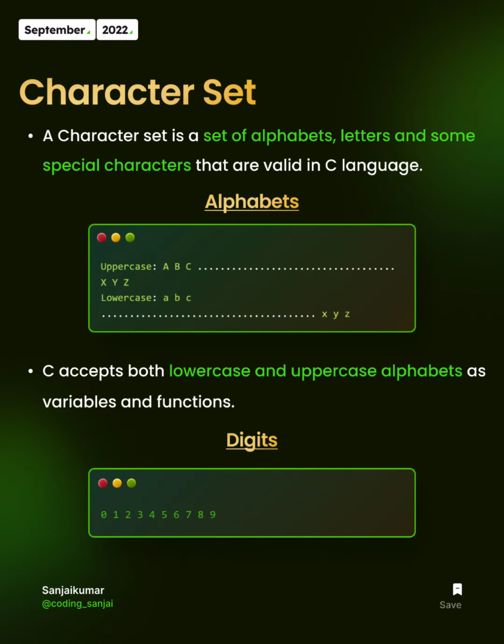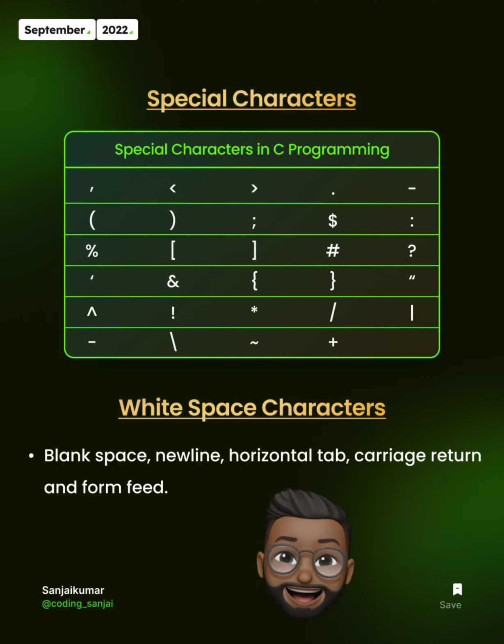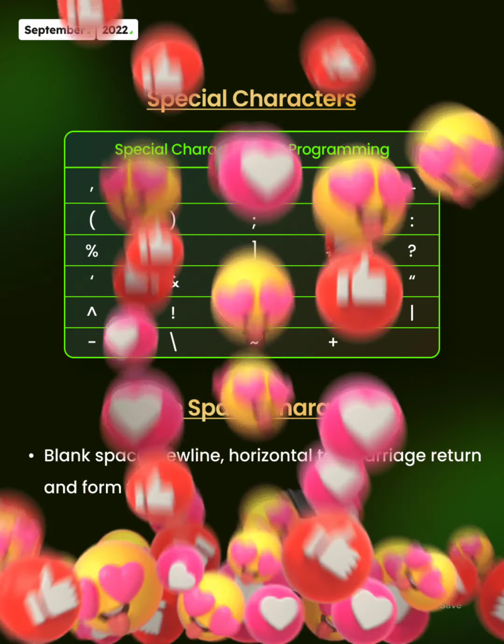Digits. 0, 1, 2, 3, 4, 5, 6, 7, 8, 9. Special characters. Special characters in C programming are listed below. White space characters. Blank space, new line, horizontal tab, carriage return, and form feed.